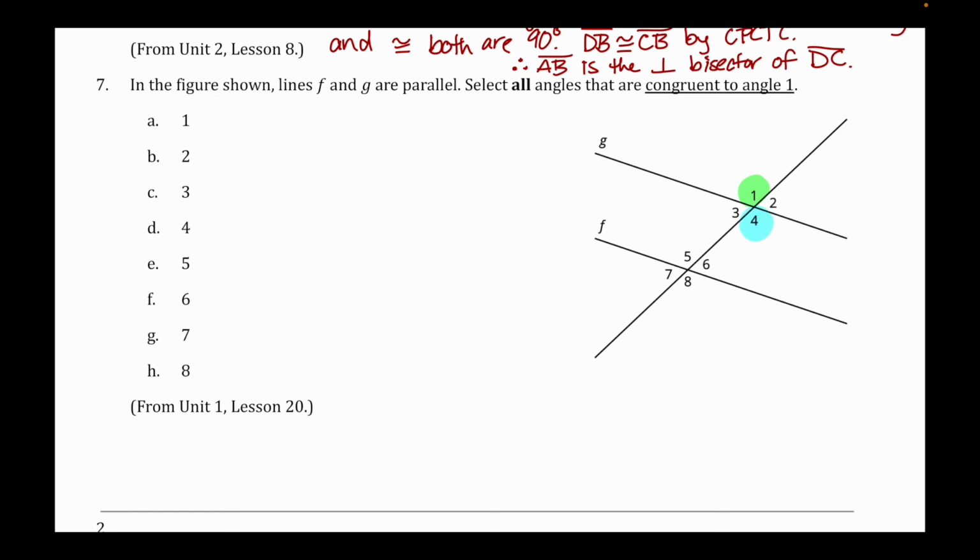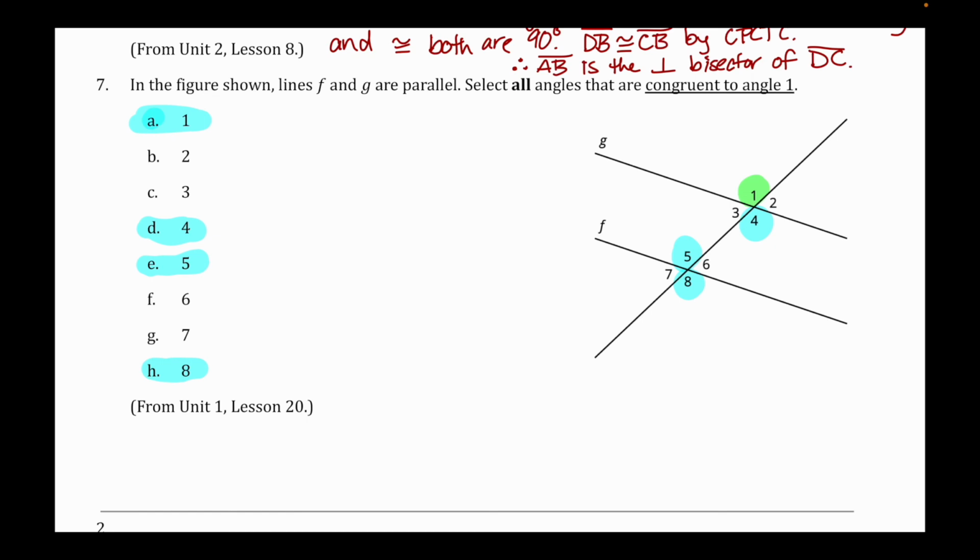I also see that 4 and 8 are corresponding. So vertical and corresponding angles are all congruent. And then 8 is also vertical with 5. So looks to me like I have 4 and 5 and 8. So I should be using D, E, and H for my answers here. And I guess angle 1 is also included, so I didn't realize for a second that they included that as an answer here.